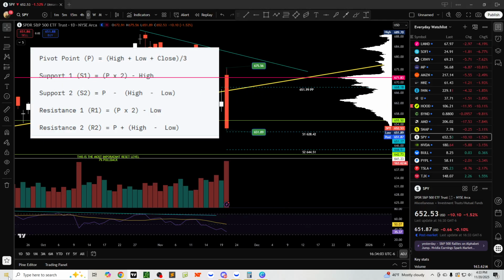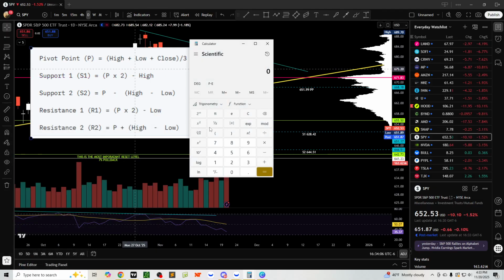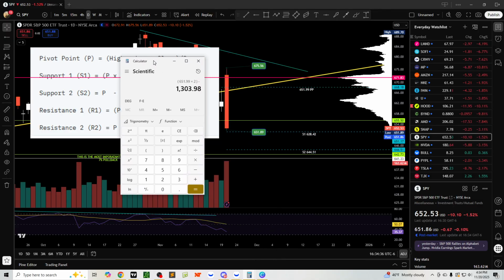$651.99 times. Oh my God, this calculator! I'm going to lose my mind. Sorry, guys. This is fun. $675.56. $628.42. What's going on with my math? Why do we have different numbers?